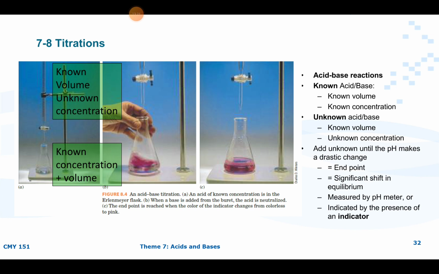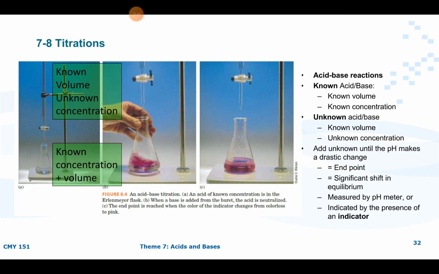So that's why we can actually get really close to accurate results using color-based indicators, even if that color-based indicator doesn't actually change at pH 7, but maybe at pH 9. Either way, when the color has changed, or when our pH has made a dramatic jump, we say that's our end point. It's marked by a significant shift in the equilibrium of this acid-base reaction. And that will tell us we're at the end point.